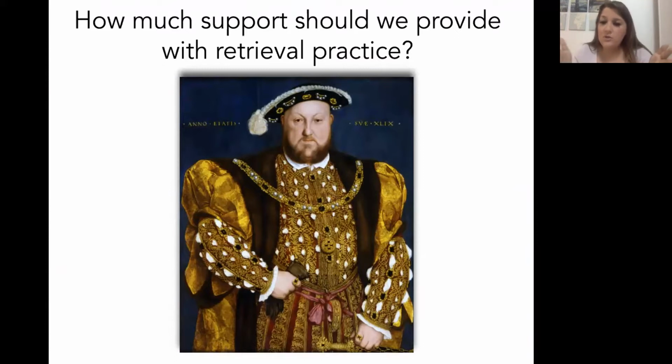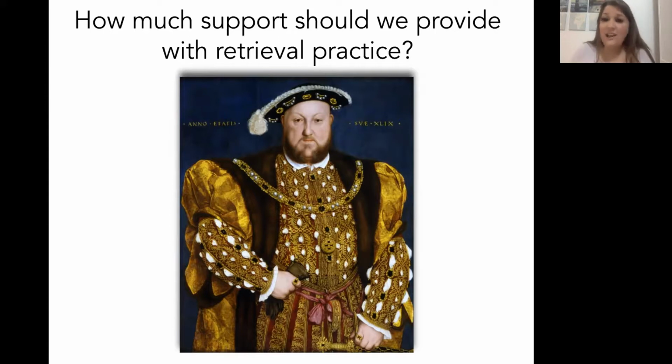First of all, some students would literally describe him and write about how fat and overweight he was. That's obviously not retrieval, that is a description. And that was disappointing. Other students would just recall basic facts. He had 6 wives, he chopped their heads off. And I would be disappointed because I taught about the break with Rome and the dissolution of the monasteries. Why weren't they writing about that?